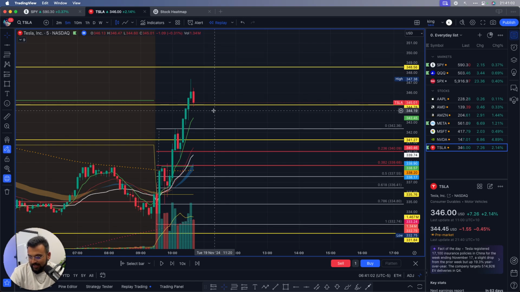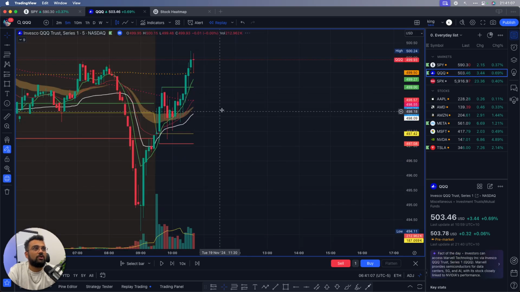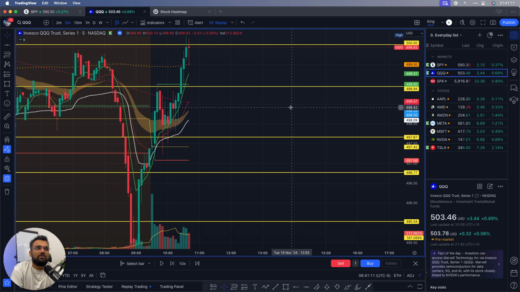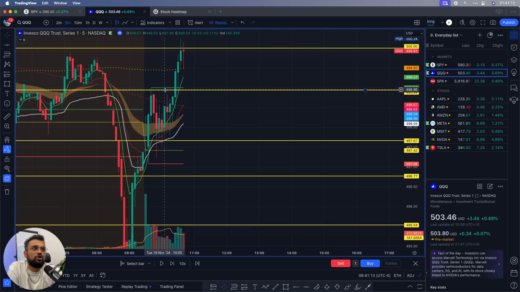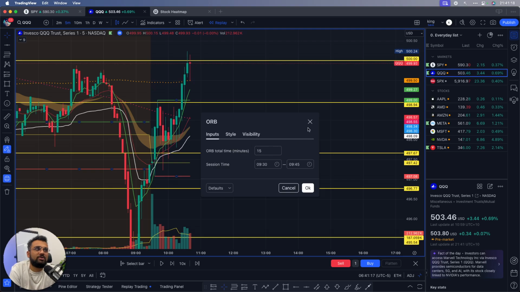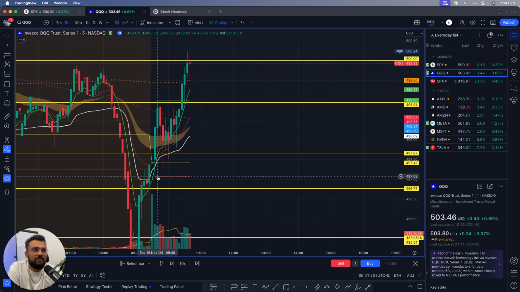All right, this is the Tesla trade, beautiful trade. And now let me break down the trade that I took on QQQs. Now, QQQs, the reason why I took this trade, this is chop. How do I know it's chop? Because it's stuck between the first 15 minutes of the market open. The first 15 minutes of the market open is called ORB. That means opening range breakout.